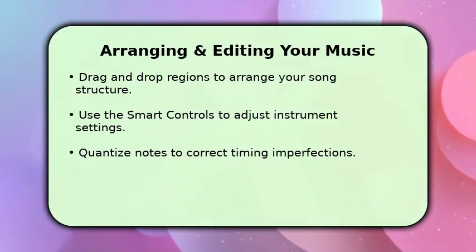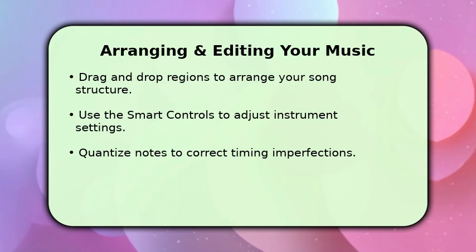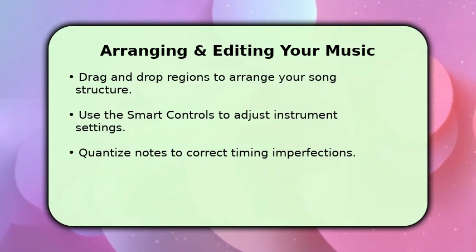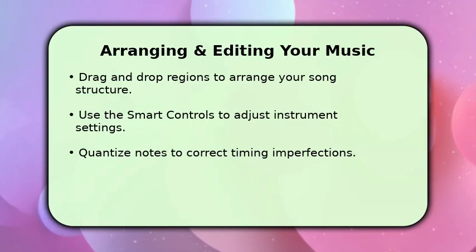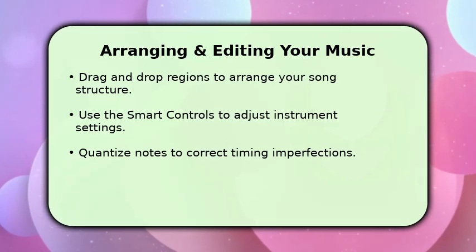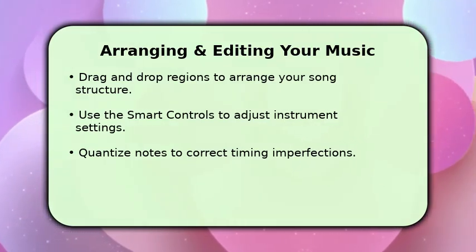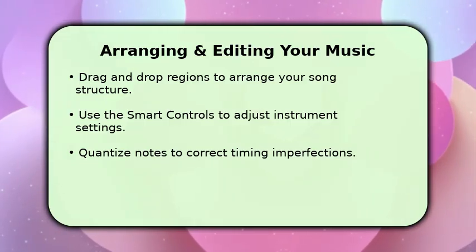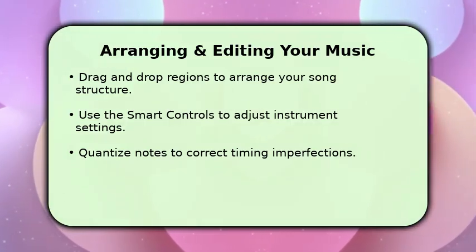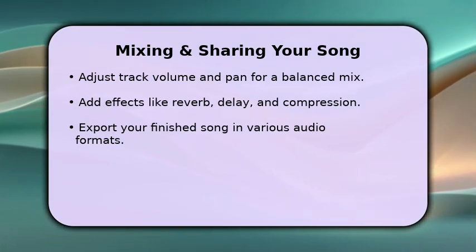Once you have some tracks, it's time to arrange and refine your music. You can easily drag and drop regions on the timeline to build your song's structure, moving verses, choruses, and bridges. Use the smart controls to fine-tune instrument sounds, adjusting parameters like reverb and equalization. For perfect timing, select your notes and apply quantization, which automatically aligns them to the beat, making your music sound professional.